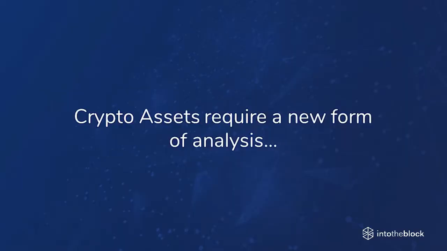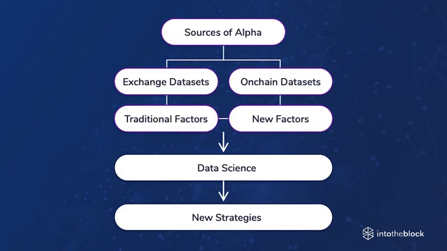So crypto assets require a new form of analysis. It's going to create new factors. It's not going to be momentum, value, carry, like the famous French factor theory. It's going to be other things that are very unique, based on blockchain data, based on on-chain data, based on 24/7 on-chain data, based on derivative products that we have never seen before. Make sense? Cool. So what does that look like?